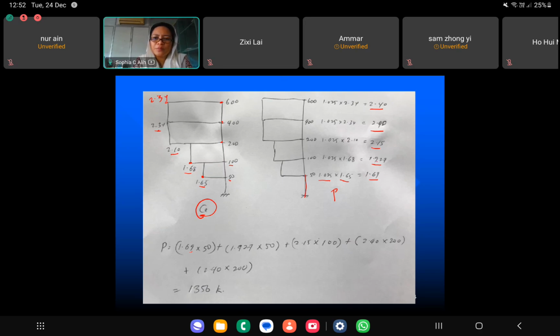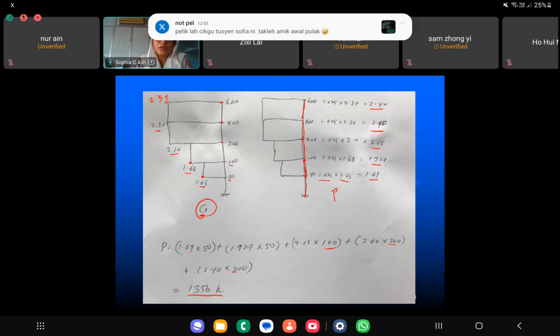And another 1.927, I times another 50 because this is the height 50. 2.15, I times 100 because of this one. And 2.4, I times 200 because of this one. And 2.4, I times another 200 because of this. So this one. So total base shear that comes from the design is 1356.